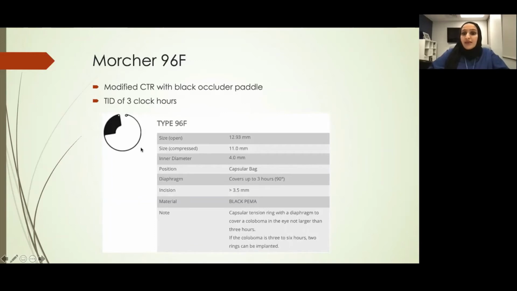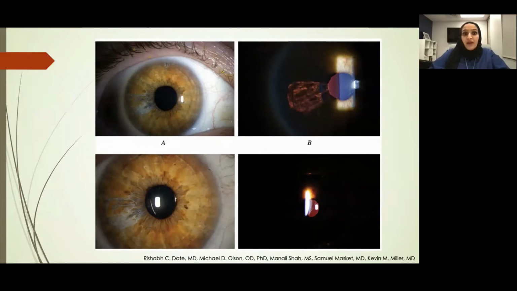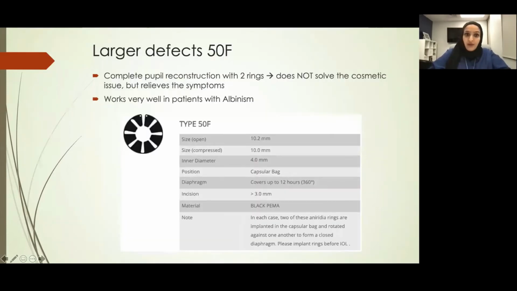We can use the same size of the cataract incision, so this is actually a good option, reducing the risks of surgery since it's a small incision. This is a patient, also I took it from an article. This patient had also a floppy iris syndrome with transillumination defects. After surgery, they implanted a Morcher 96F, which is here. As you can see, the inner border of it blocks all the transillumination, so we don't have any transillumination defect. Patient was symptomatically free after that.